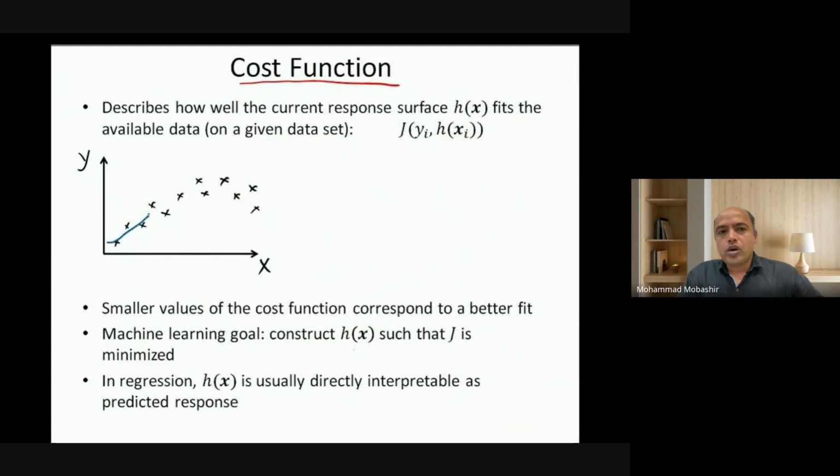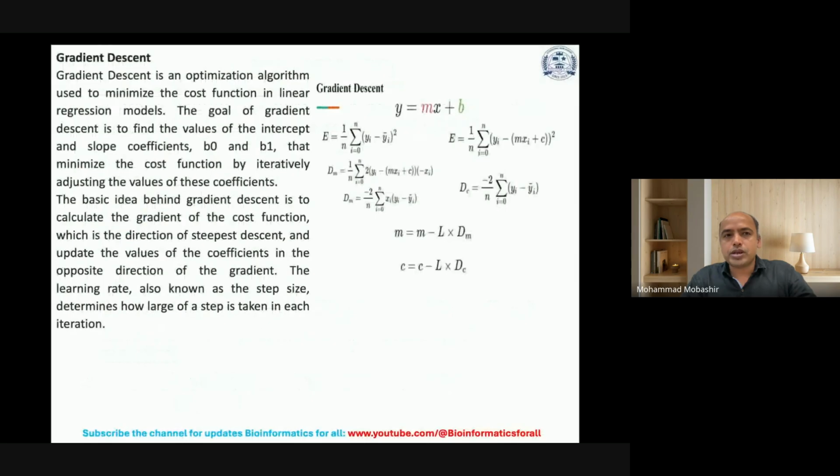Now, the cost function, as I said, you need to minimize the cost function. It tells how well the current response surface fits the available data. This is one thing. Smaller values of the cost function correspond to a better fit. And the machine learning goal is to construct the function such that the cost function is minimized. And in regression, the function is usually directly interpretable as the predicted response.